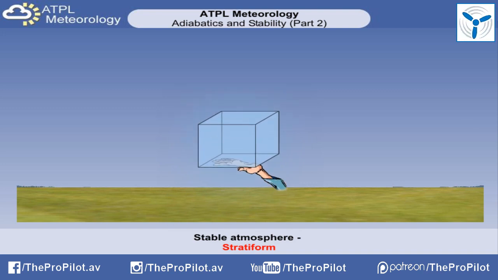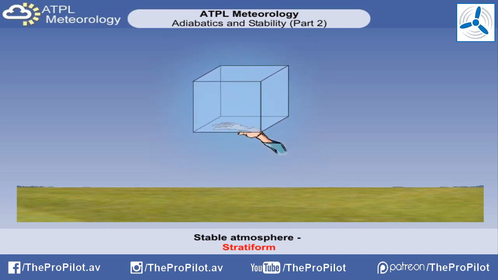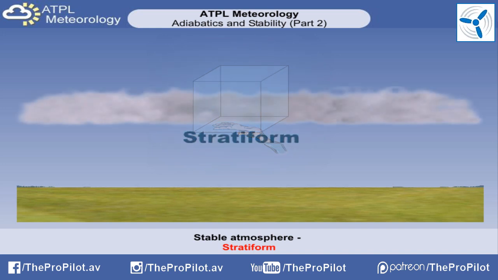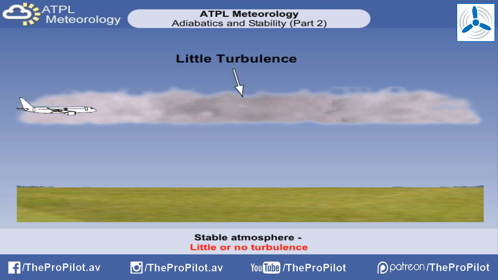The types of cloud we should immediately associate with this type of atmosphere are clouds of relatively little vertical but large horizontal extent, that is, stratiform cloud. Note that these sizes are relative. Stratiform clouds can be quite deep vertically, say 3,000 to 5,000 feet, but then usually have a horizontal extent of several kilometers or tens of kilometers. Due to the lack of great overturning within the atmosphere, there is usually little turbulence within a stable air mass.